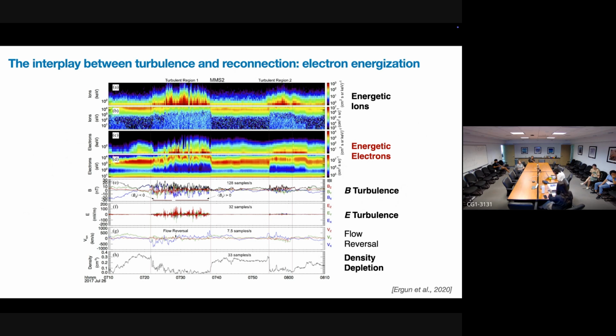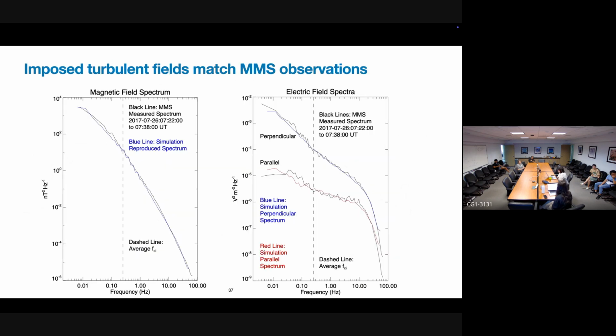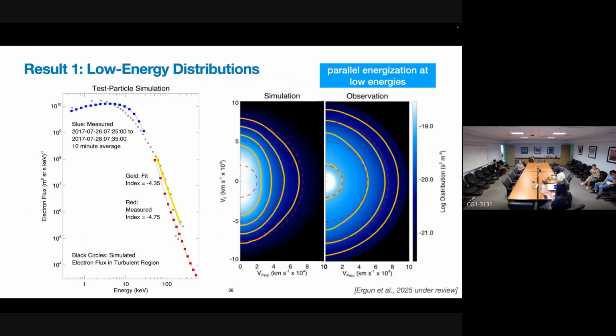And then the previous part is for ion. We repeated the same thing for electron. And here we can go a little bit deeper and look at the particle trajectory and the mechanisms for parallel and perpendicular energization. So here again is a validation showing the simulated particle or field spectra agrees with the observation. So we're trying to redo what we see in the MMS data. And the result one is showing the lower particle energy, from about 10 eV to 30 keV energy range.